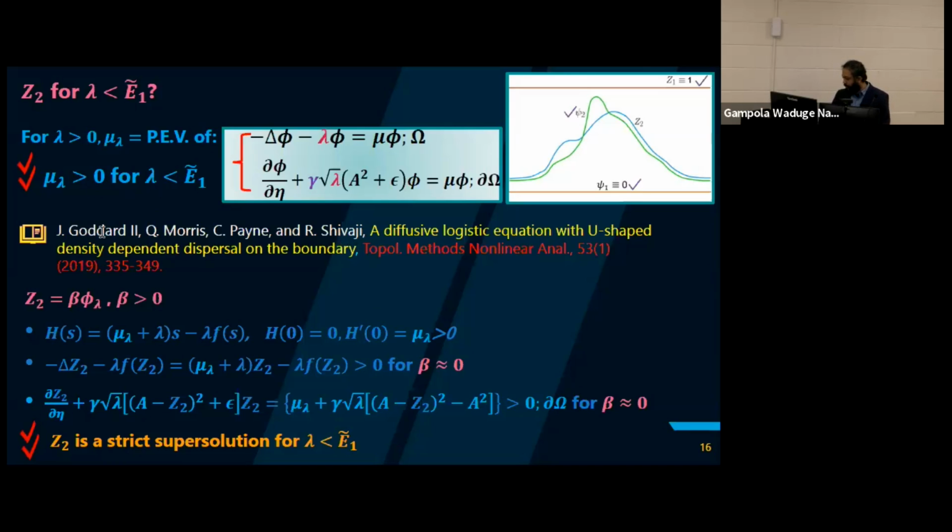This is a paper by Goddard, Morris, Payne, and Shivaji. Now I'm going to take Z2 to be this function beta times phi lambda. Phi lambda is the eigenfunction associated to this eigenvalue problem.